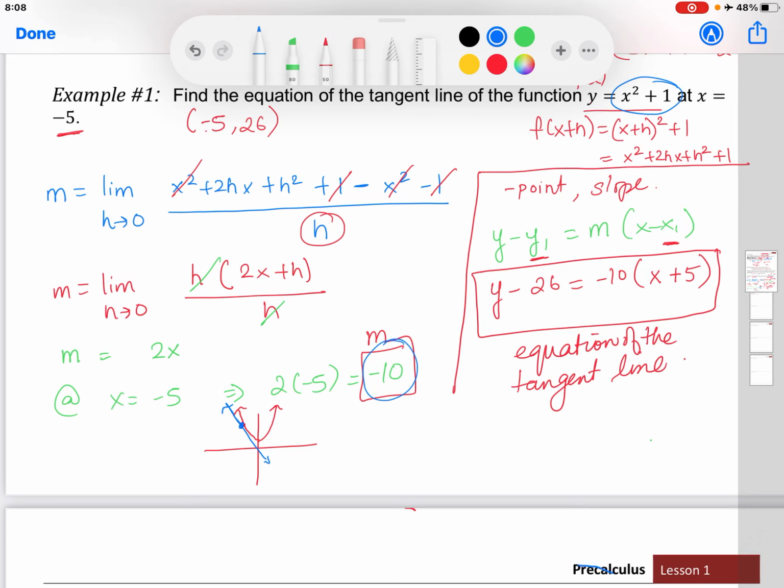Up till here is exactly what you did in the last unit, right? Now the extra thing that you're doing is writing the equation of the line using the point and slope. Sometimes the point will be given to you, or sometimes just the x coordinate is given to you. Here you were just given the x coordinate, which is x equals negative 5. Substitute into the original equation and you can get your y coordinate.